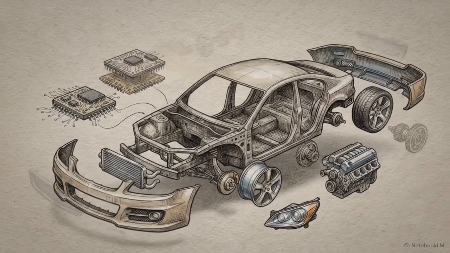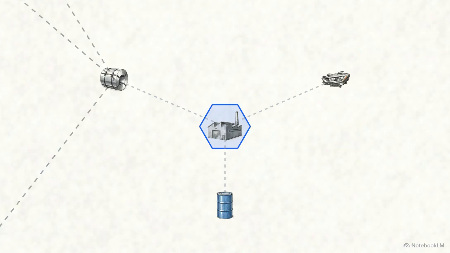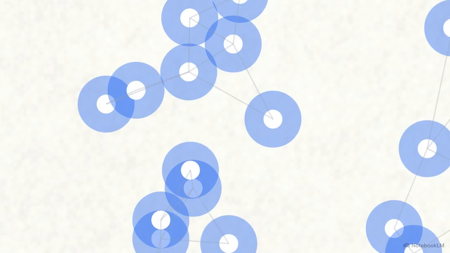The steel frame, the microchips, the molded plastics, and the robotic systems that assembled them were each negotiated, sold, and delivered long before the driver ever saw the car. This is the business-to-business market, a network of over 13 million organizations.